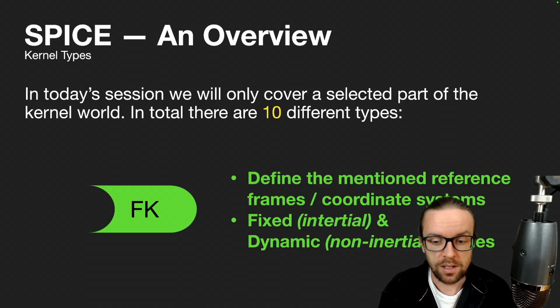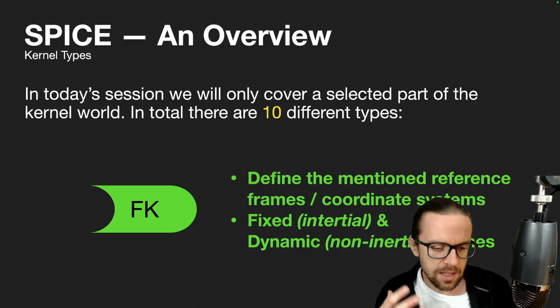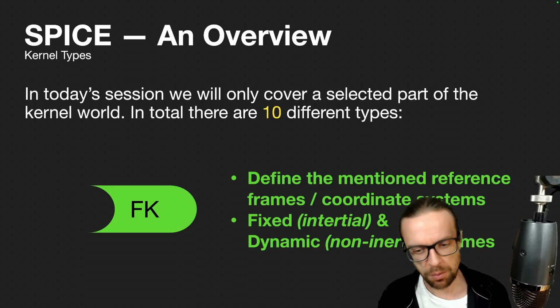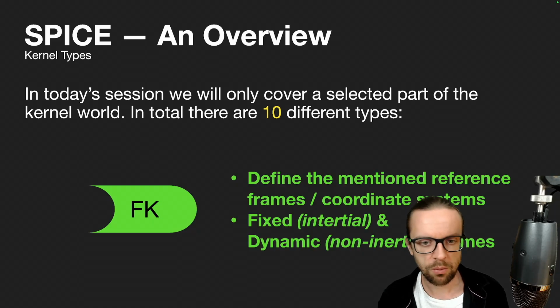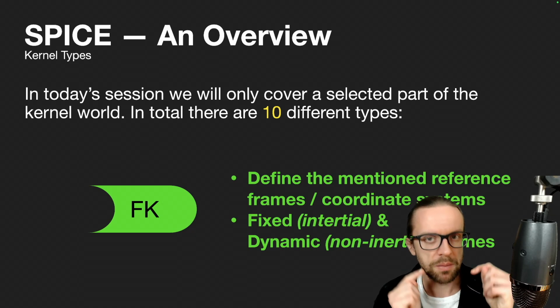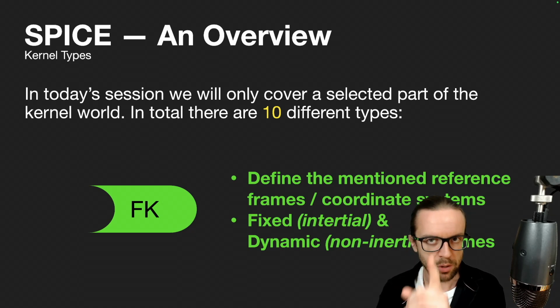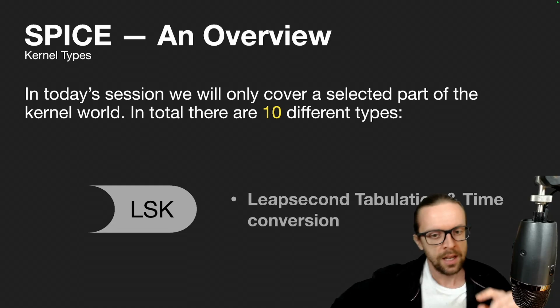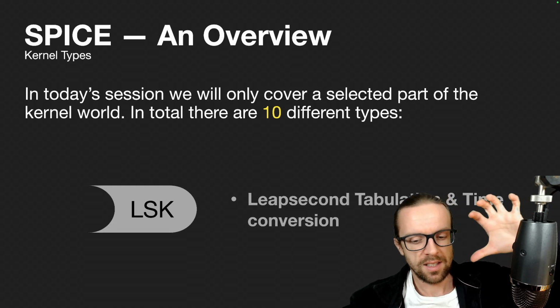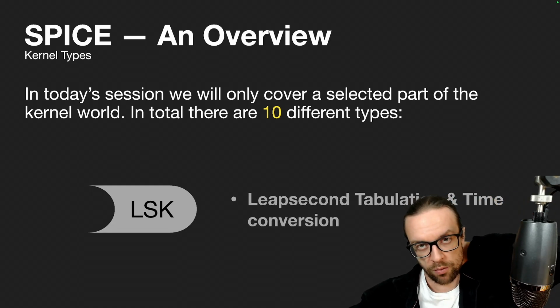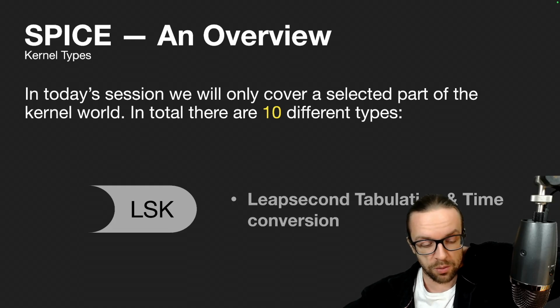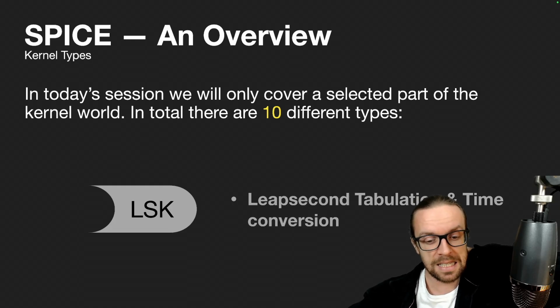And then the frame kernel itself. So what is the reference frame we are moving in? And this is something I will cover in a moment. So if you have never heard about coordinate systems, don't worry at all. We will get this covered. The most important thing is that we have fixed and dynamic, or non-inertial, frames. And the difference between these things is also something I will explain. So just keep this in mind, but I will give you a summary in a second. What's ultra important is the leap second calculation table conversion. We will talk about this also in a few slides, because time conversion is a pain.